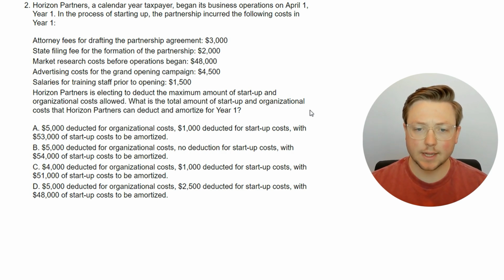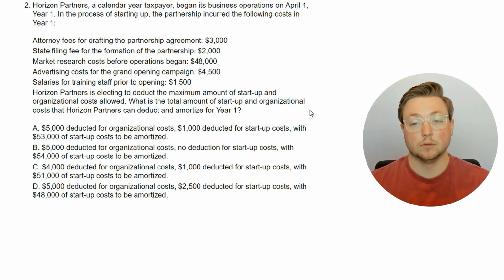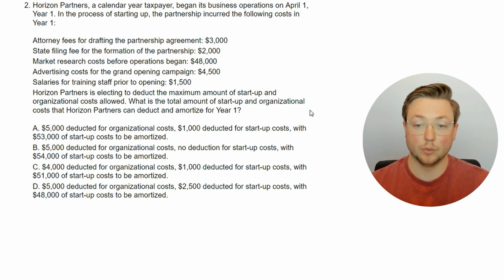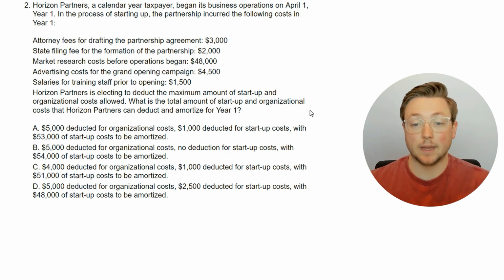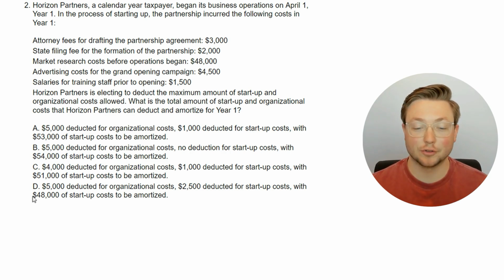Okay. Horizon Partners is electing to deduct the maximum amount of startup and organizational costs allowed. Okay. So right there, this is going to be something a little bit different. Apparently there's an amount that we can deduct immediately instead of amortizing when it comes to startup and organizational costs. So we need to learn what counts as a startup cost, what counts as an organizational cost. What is the total amount of startup and organizational costs that Horizon Partners can deduct and amortize for year 1? So we need to figure out what is deductible and what needs to be amortized. Maybe you already know something about this. Pause the video, see if you can figure it out. But if you haven't really seen anything like this, we're just going to go straight into the answer.